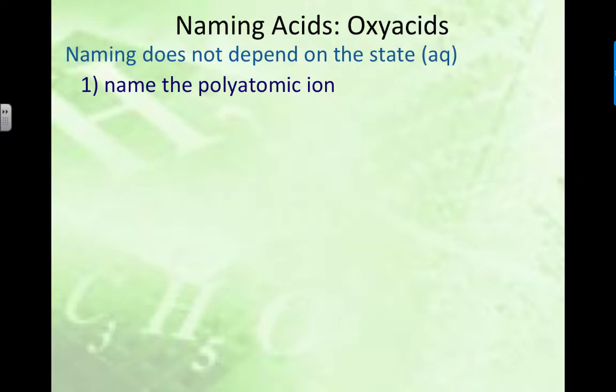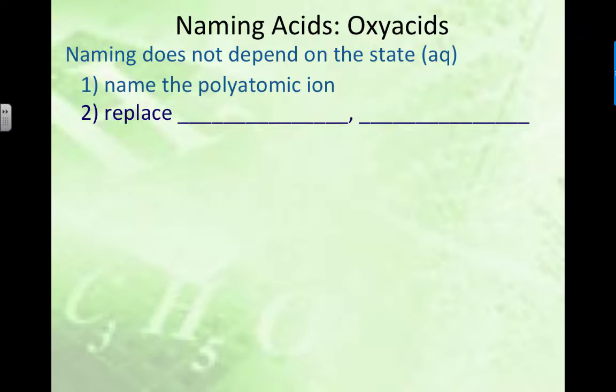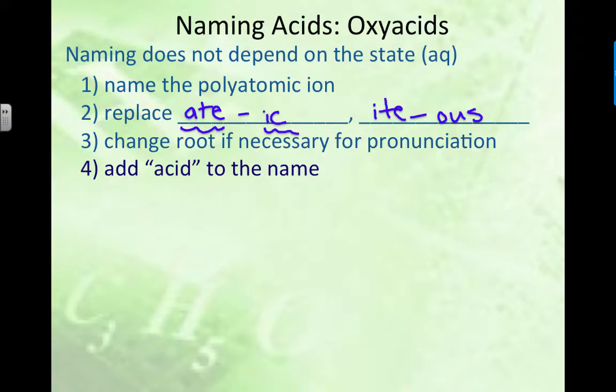Now, if you're naming an oxyacid with a polyatomic ion, the naming does not depend on the state. They're all acids, whether they're aqueous, solid, liquid, whatever. So we're going to replace any polyatomic ion that ends in -ate with the ending -ic. Anything that ends in -ite, we're going to change that ending to -ous. So if you can remember, "I ate something icky," then you'll remember how to name acids that have polyatomic ions. Change the root if necessary for pronunciation, and add the word acid to the name of your acid.